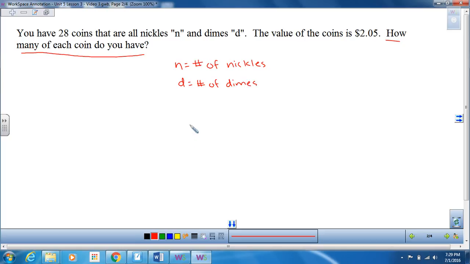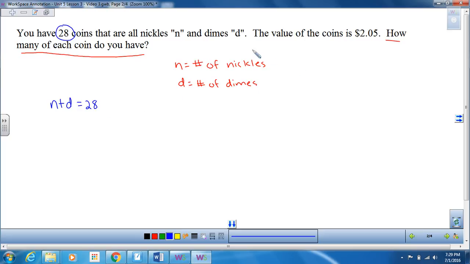Okay. So I get my first equation just by this number here. You have 28 total coins, so that tells me that n plus d equals 28. The number of nickels plus the number of dimes is 28 total coins.